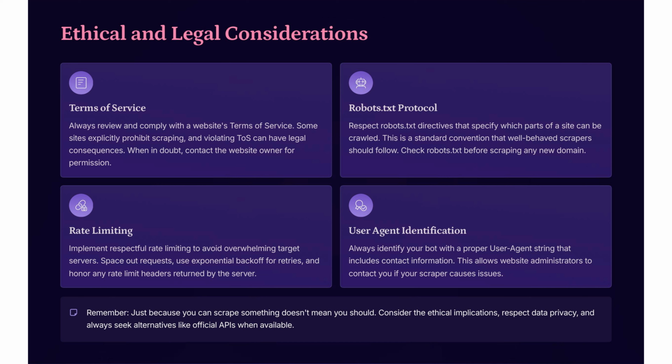Review and comply with a website's terms of service to avoid legal issues. Respect robots.txt directives to determine crawlable areas. Implement rate limiting to prevent server overload, and use a proper user agent string with contact info. Always consider ethical implications and explore alternatives like official application programming interfaces for data access.